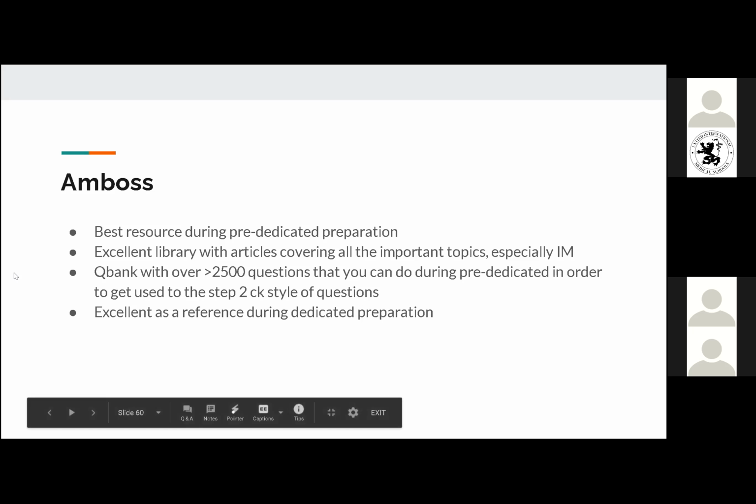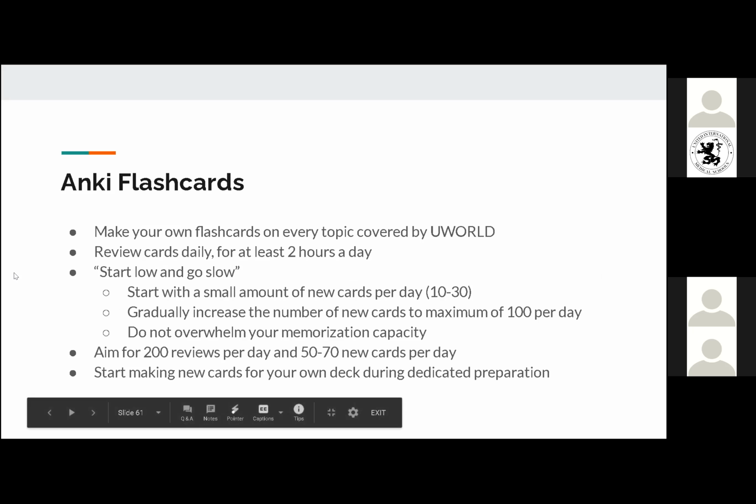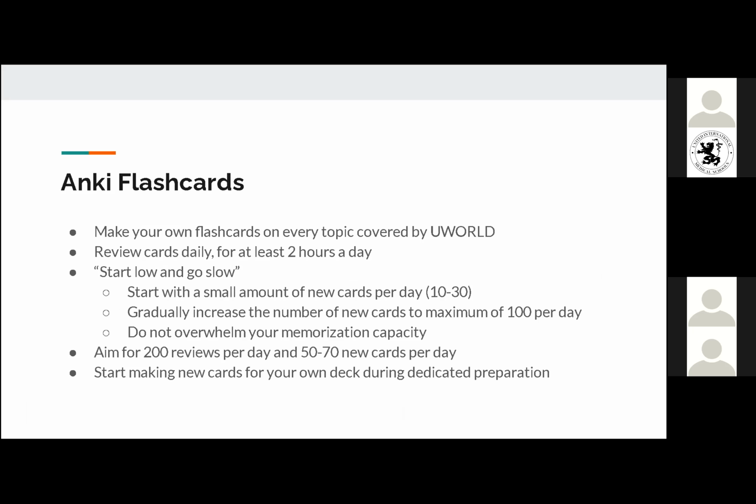Okay. The Anki flashcards are the same as for Step 1. You have to make your own flashcards on every topic that is covered by UWorld. You have to review the cards daily, for at least 2 hours a day.